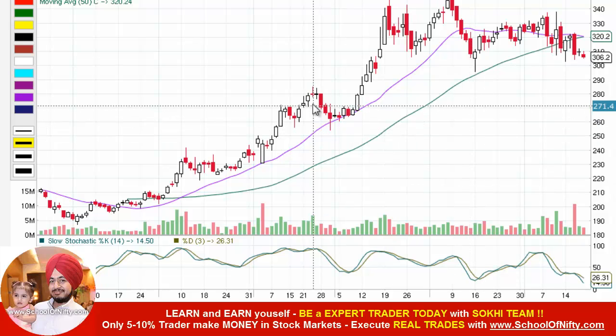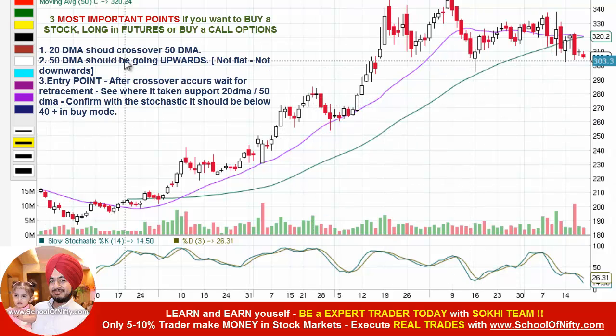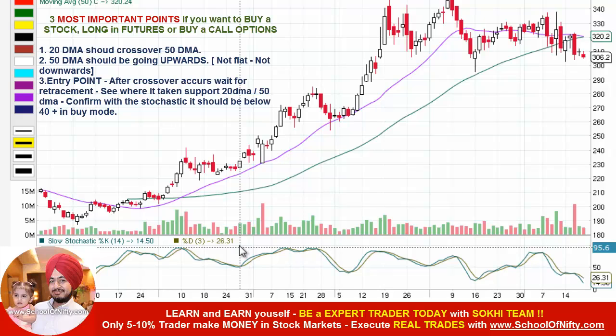I just hope you all learned this amazing strategy for planning your trades, when to go long, when to buy in futures, when to buy a call option. And this is what we are looking at. I'll repeat it again: the 20 days moving average crossing over the 50 days moving average, and the 50 days moving average should be going upwards, and we take a confirmation with the stochastic, which should be below the 40 level, and it should be in buy mode. And call this secret strategy which I've shown you guys the Sokhi simple moving average stochastic strategy.